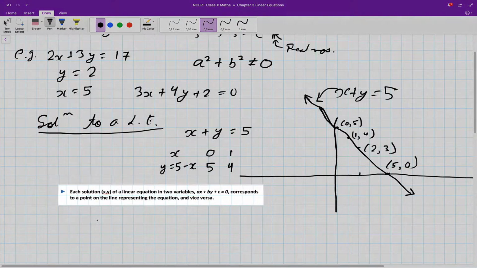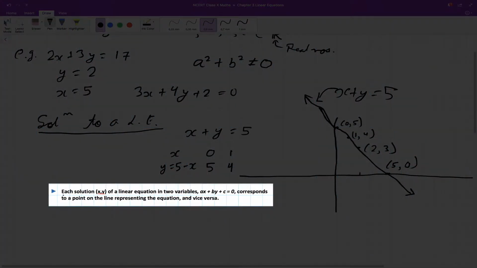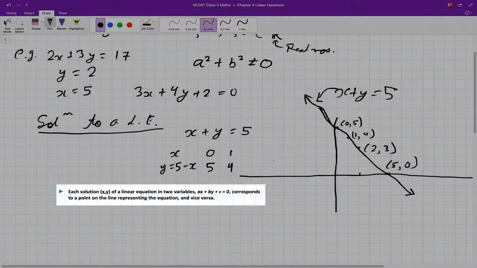Okay, so just to formally state it, each solution (x, y) of a linear equation in two variables ax plus by plus c equal to 0 corresponds to a point on the line representing the equation, and vice versa. So it's just what we said right now.